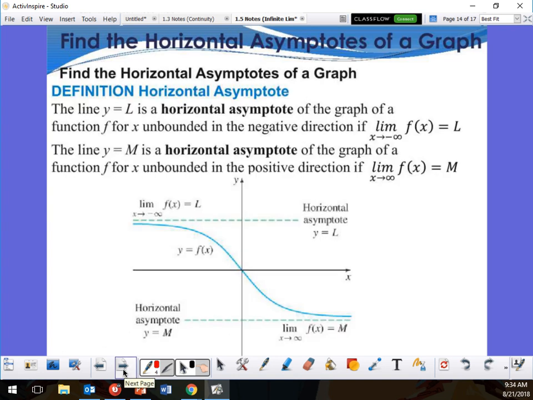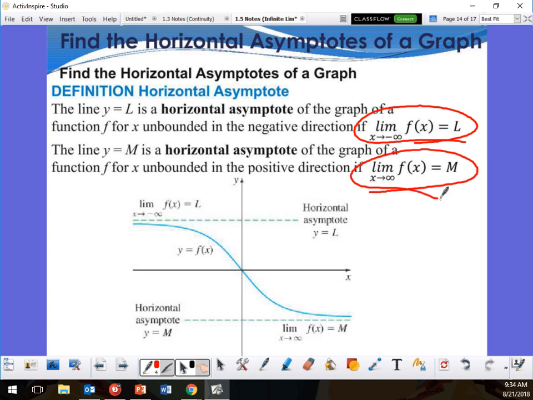All right, horizontal asymptotes of a graph. Y is equal to L. The horizontal asymptote of a graph function for x unbounded in the negative direction, right here. For this one, the line y equals M is the horizontal asymptote of the graph of a function for x unbounded in the positive direction. So we have an upper bound and a lower bound right here, so we have horizontal asymptotes keeping it in between there.